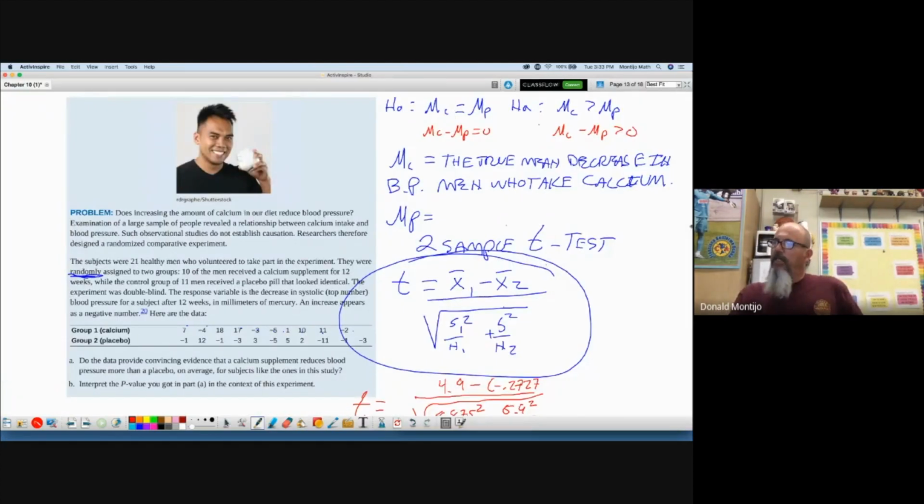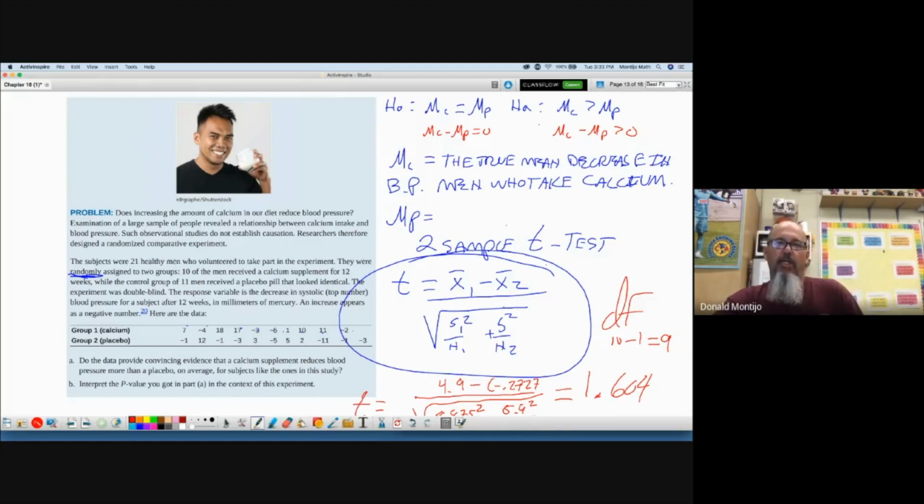I'm not sure why it's cut off down there, but I plug all these numbers into the calculator. I let it do all the work for me, and it comes up with 1.604. But I can't find my p-value until I look up degrees of freedom. Remember, it's the smaller of the two. So it's 10 minus 1 equals 9. I have 9 degrees of freedom with a t-test statistic of 1.604.